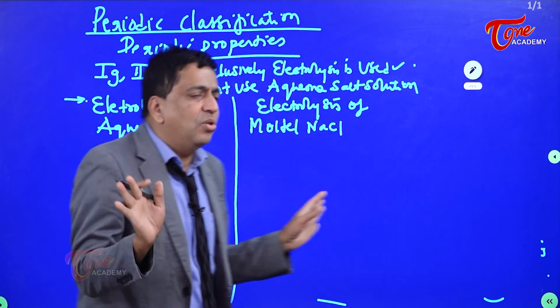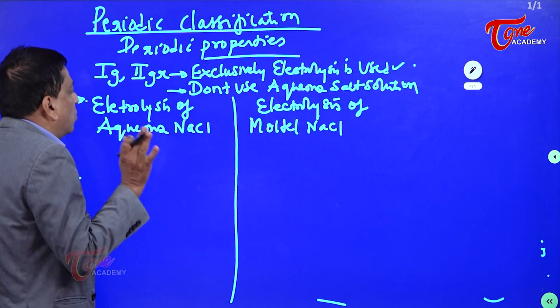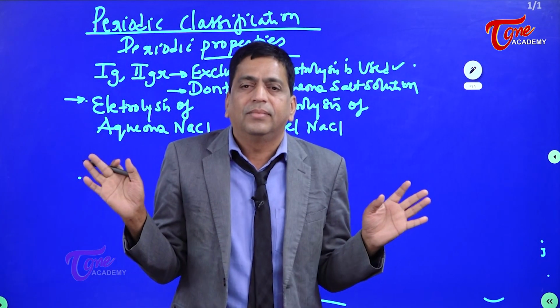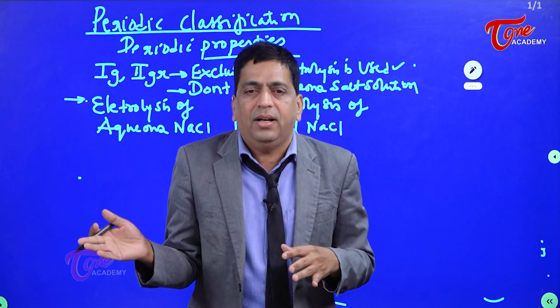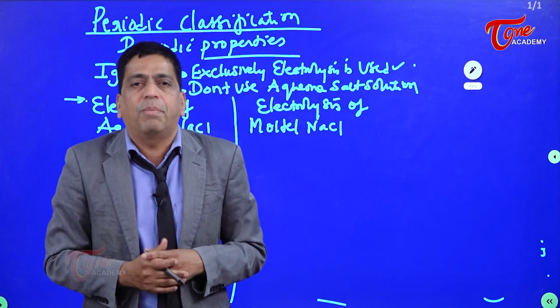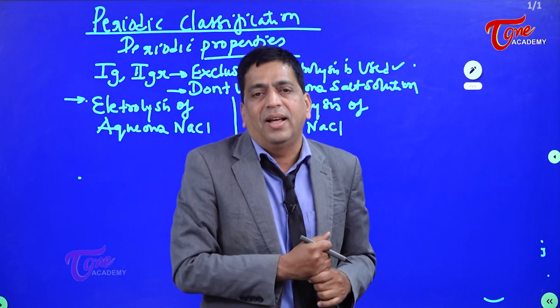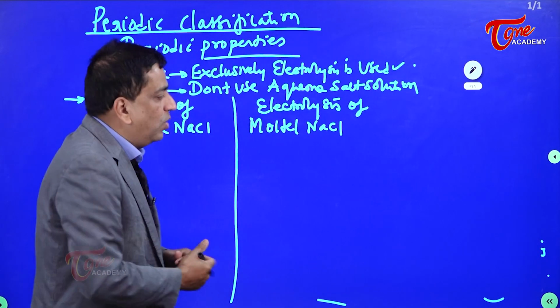In the first case, I am going in for electrolysis of aqueous NaCl. How do they both work? I'm just comparing one next to the other. And it is something linked to our periodic property, that's nothing but what? Electropositivity. And I draw the attention.